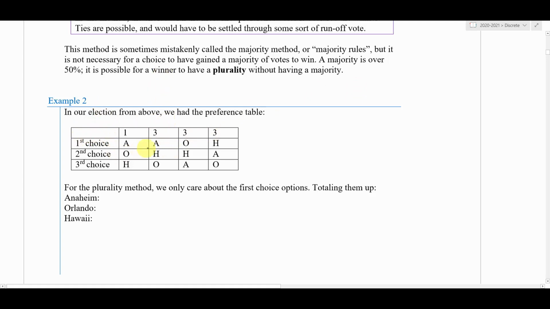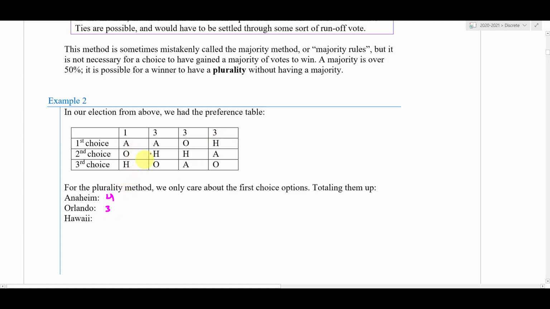So let's take a look. We're going to apply the plurality method to our example from that preference schedule before. All right, so for the plurality method, we only care about first choice options. If I look at Anaheim, we'll see Anaheim got 1 first place vote here, 3 first place votes here, and then that's it. So Anaheim has a total of 4 first place votes. Then I go back to my preference schedule, and I'm going to count up how many first place votes Orlando got. None here, and then in this one it got 3 first place votes, and that's it. So Orlando got 3.